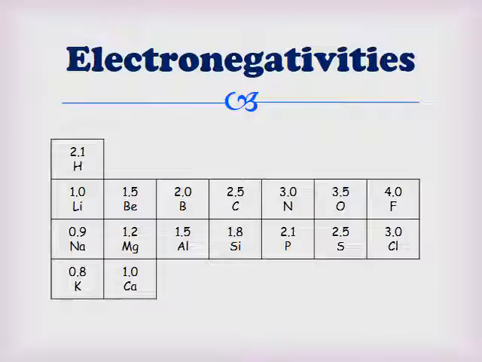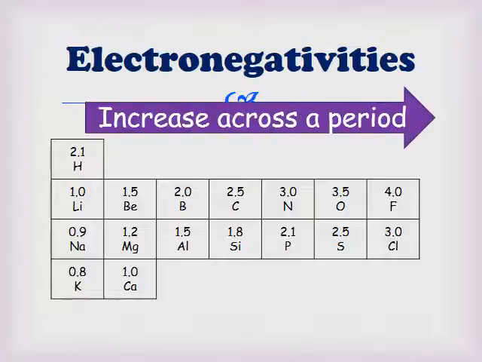Okay, so welcome back. So as you can see, as you increase across the period, the electronegativity increases. It goes from 1 in lithium to 4 in fluorine, for example. This does kind of make sense because as you move across a period, the amount of protons increases, the amount of positive charge in the nucleus increases, so electrons are going to be attracted to that because they're negative.